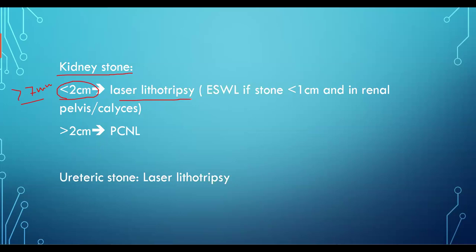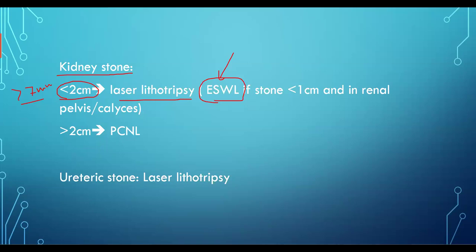Okay. So laser lithotripsy means using the laser, you are just going to break the stone into multiple smaller stones and then it can come out by itself. Sometimes, like previously, shock wave lithotripsy, which is extracorporeal shock wave lithotripsy, ESWL, was a very common method of treatment long time ago. But nowadays, this is rarely used. The only indication it can have is if the stone size is less than 1 centimeter and it is in the renal pelvis or calyx. In other cases, we will go for laser lithotripsy.